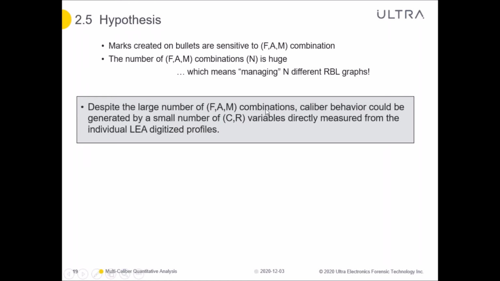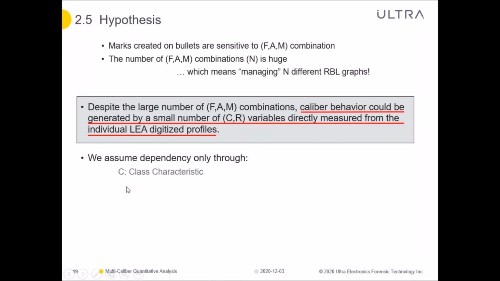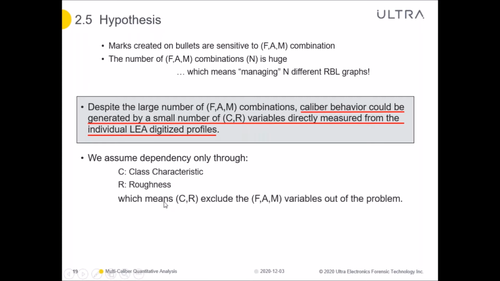Despite the large number of FAM combinations, caliber behavior could be generated by a small number of class characteristic and roughness variables directly measured from the 3D data, from the individual lead digitized profiles. We assume dependency only through class characteristics and roughness variables, which means CNR variables exclude the FAM variables out of the problem. Physically, it's not exactly that. It's that the CNR variables embed the FAM information.